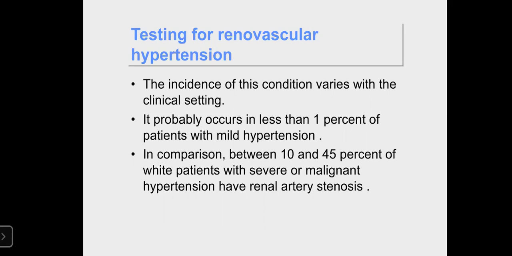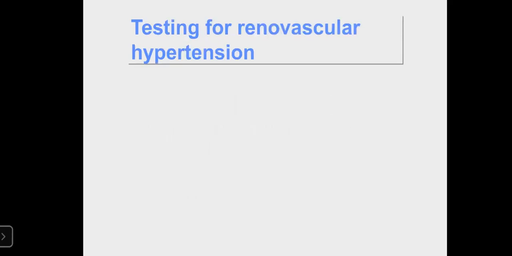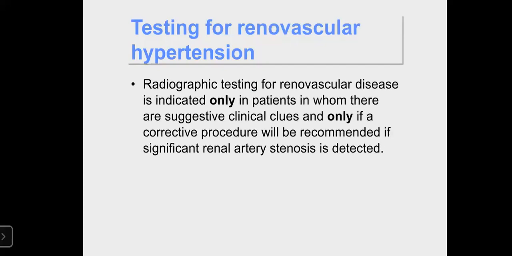If we have a patient with mild hypertension, we don't think of renovascular disease. If there is malignant hypertension and the patient is not responding to multiple medications, then we can consider this diagnosis. So how do we test for it? We do radiological testing only if the patient has a suggestive clinical clue, and only if you are going to do an intervention. Okay?